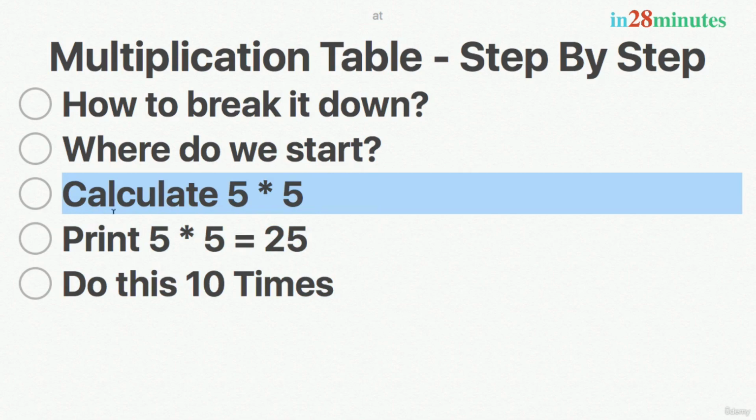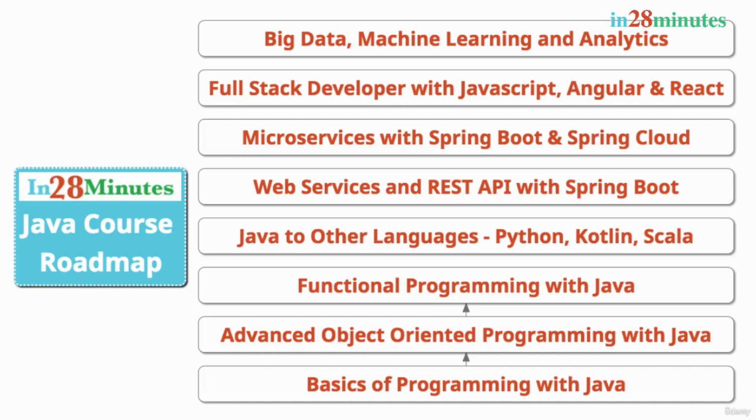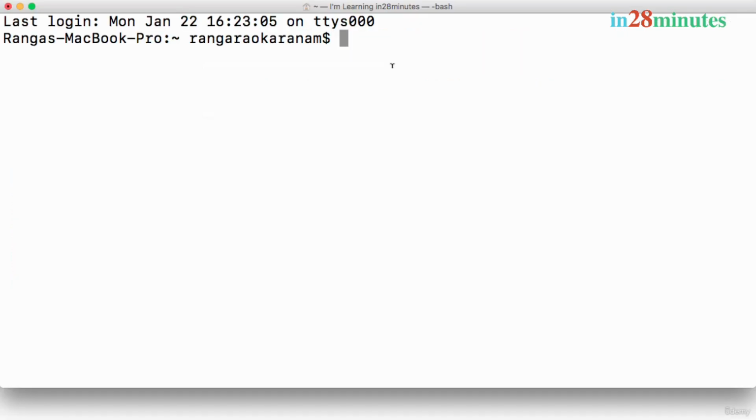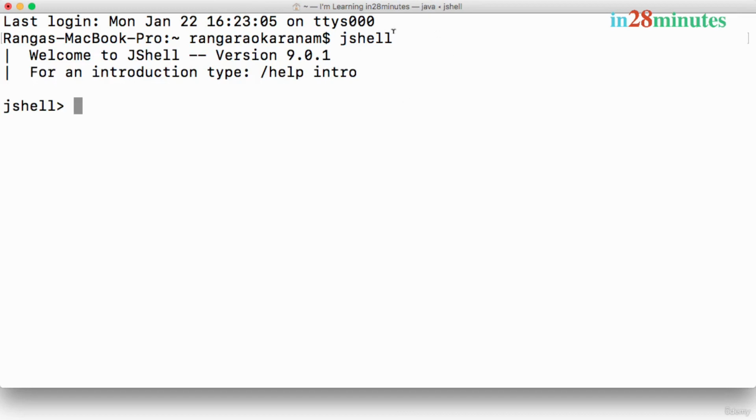We would focus on calculating 5 into 5. Welcome back. As we discussed in the previous step, in this video, we would want to focus on getting the computer to do this calculation 5 into 5. And the first thing that we would need to do is to log in into Jshell. If you are already logged into Jshell, that's cool. So I'm launching up Jshell, just typing up Jshell here.